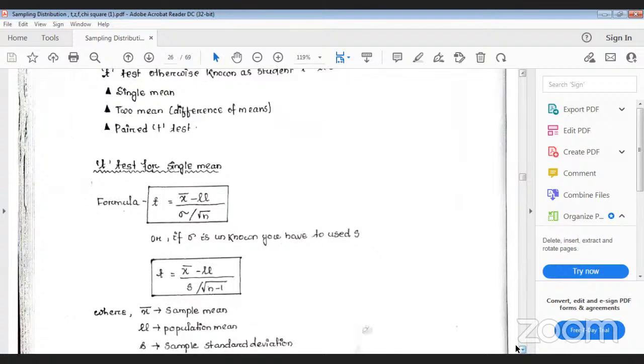The formula for t is x bar minus mu divided by sigma by root over n. Here also the same formula: x bar minus mu, sigma by root over n.